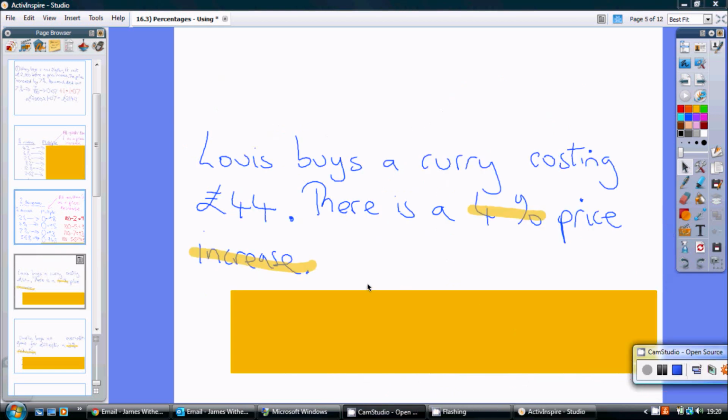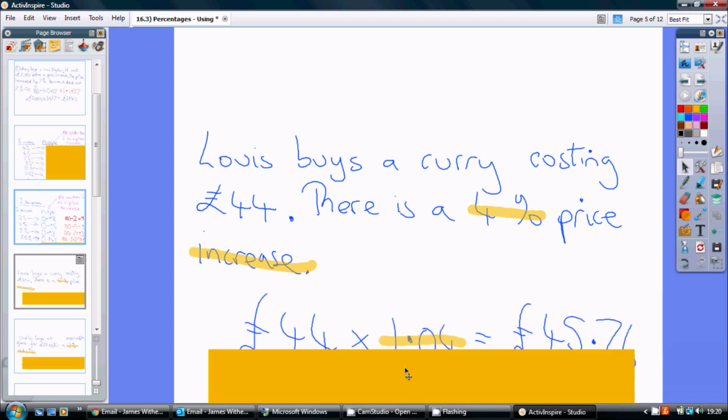So, time for you to have a go. Copy down this question. Louis buys a curry costing £44. There is a 4% price increase, and so we need to work out the new price. So have a bit of a think about it. So it's going to be 44 multiplied by something. Is it going to be a price increase or decrease? Is the multiplier going to be bigger than 1 or less than 1? So have a think, and pause the video and reveal the answer when you've had a think about it.